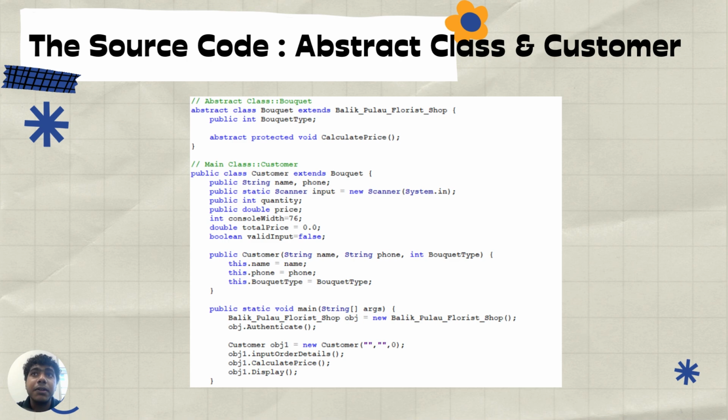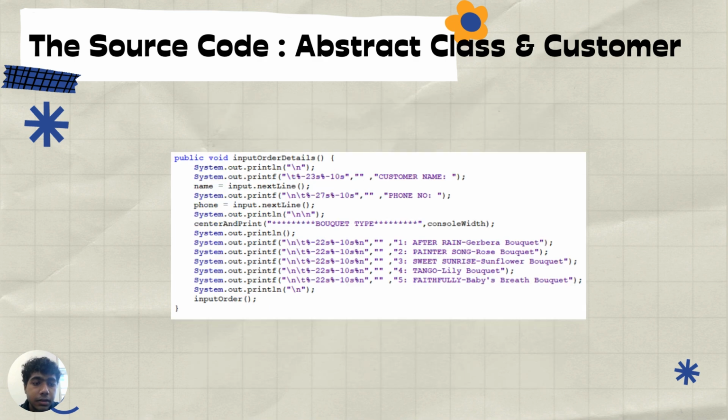The input statement will only be performed in the input order details method, which is after creating the object for the Customer class. The name and the phone number will only be obtained in the input order details method. And then we also call the method calculate price. This will calculate the price of the bouquet, and it will also subtract the discounted price. And then we call the method display also inside the main class.